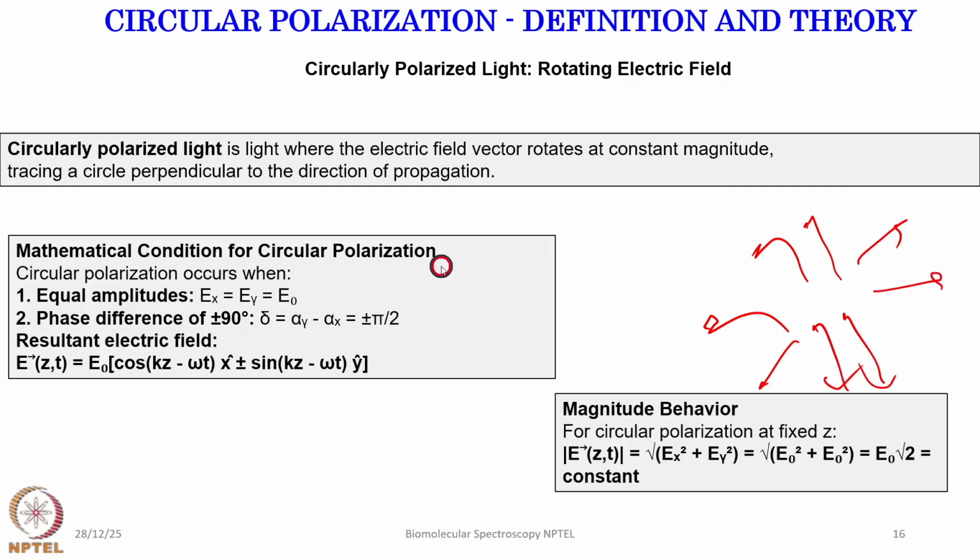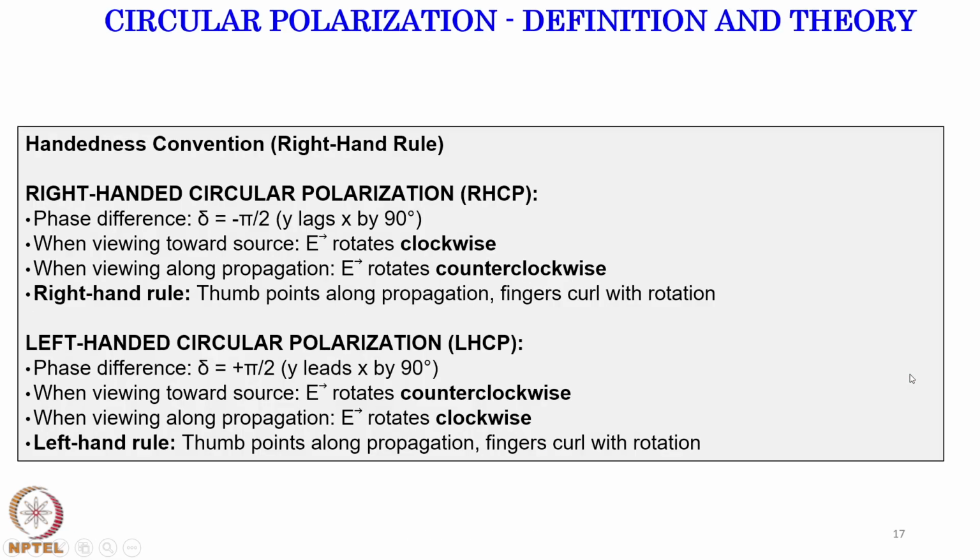Here the important point is that in circular polarization we have equal amplitude, E x equal to E y, that is E 0, and there is a phase difference of 90 degrees, that is delta equal to E y minus E x, that is plus or minus 90 degrees. We have a resultant electric field which can be given as E 0 cos(kz - omega t) x plus sin(kz - omega t) y. The magnitude for circularly polarized light is a fixed one, so you have a constant value.